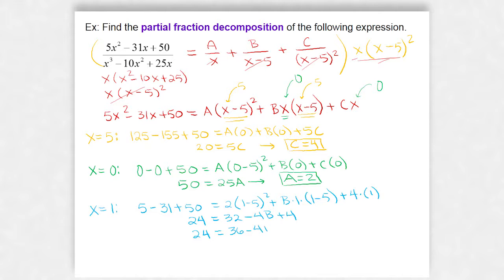Beautiful. And so negative 4b is what? Negative 4b is, I want to say, negative 12. Right. What's b equal to? b is equal to 3. And there I have it. I have a, b, and c.